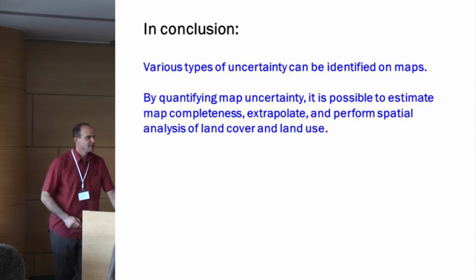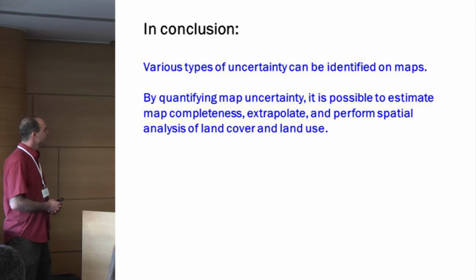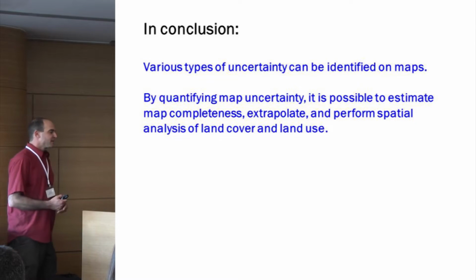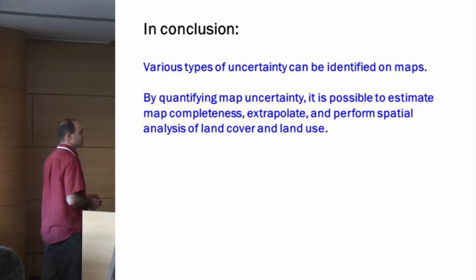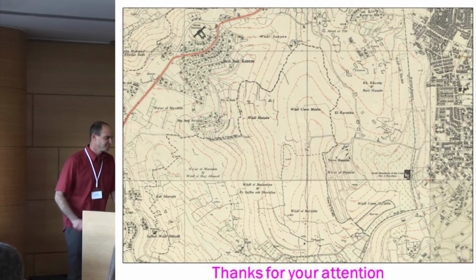So in conclusion, there are various types of uncertainty that can be identified on maps. By quantifying map uncertainty, we can estimate how complete the maps are. We can try to extrapolate how many features there were in the past beyond what is shown in the map. And then we can perform quantitative analysis of land cover changes, etc. So thanks very much for your attention.